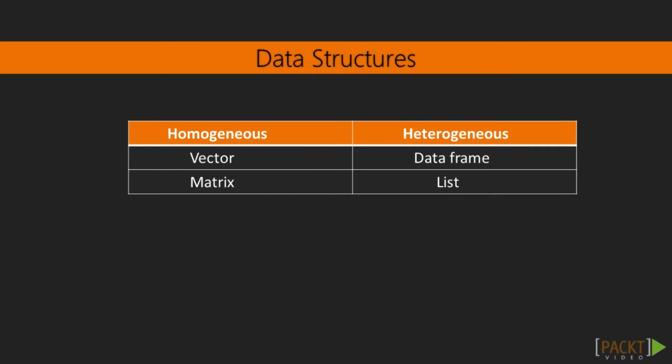So, what are the commonly used data structures? Well, they are of two types. Homogeneous are those that can store values of only one data type. There are vectors and matrices. While a vector is one-dimensional, the matrix and data frame are two-dimensional. That is, they have rows and columns. If you wish to store multiple data types, say a numeric and a factor, in the same object, you can do it either using a data frame or a list.